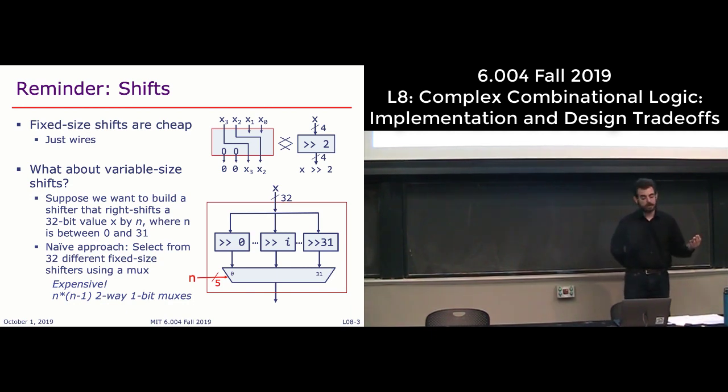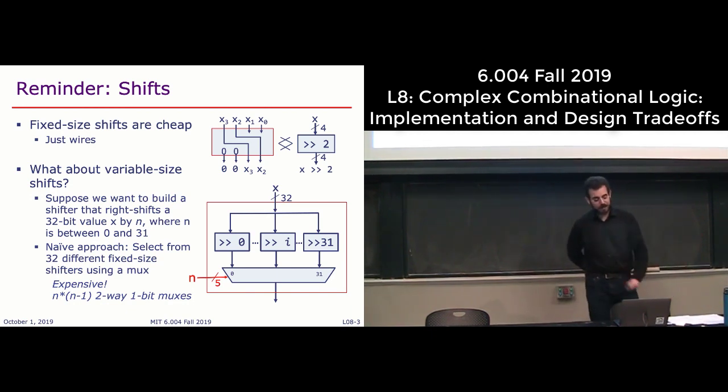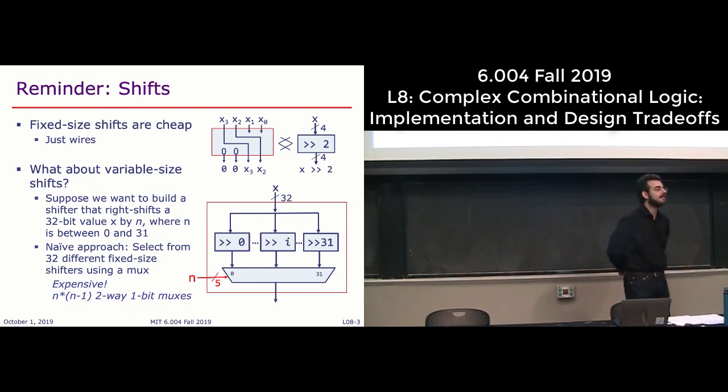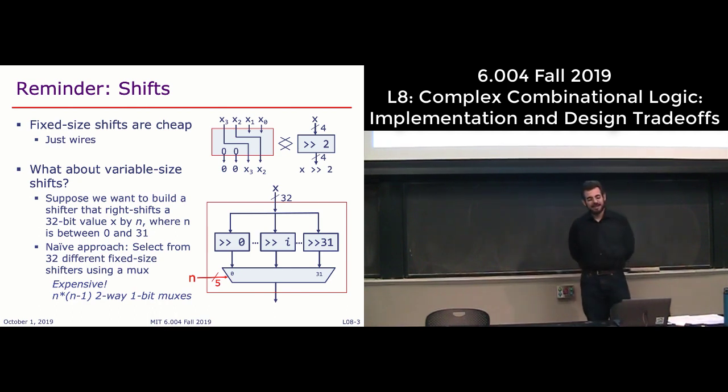In this case, n equals 32. So we have n times n minus 1 2-way 1-bit muxes. And that's just a lot of logic. That's 1,000 muxes, 1,000 1-bit muxes, about 3,000 gates. I think we can do better.